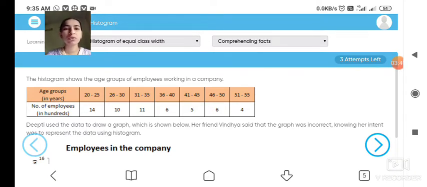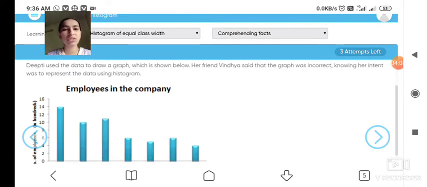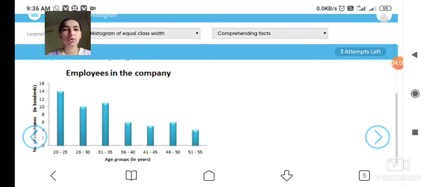Now Dipti used the data to draw a graph which is shown below. Her friend Vindhya said that the graph was incorrect, knowing her intent was to represent the data using a histogram. Now here the graph is shown by Dipti. This is a graph of employees in the company. On the horizontal line age is given, and on the vertical line the number of employees is given, and that number is in hundreds.